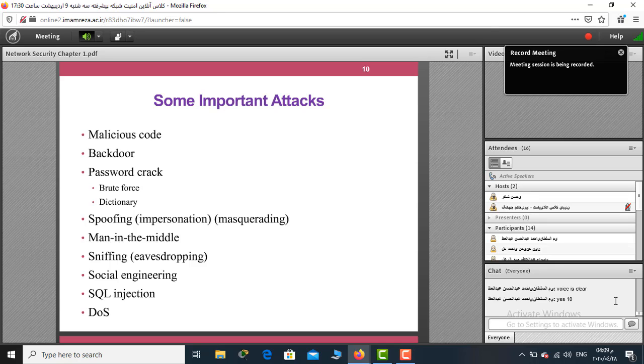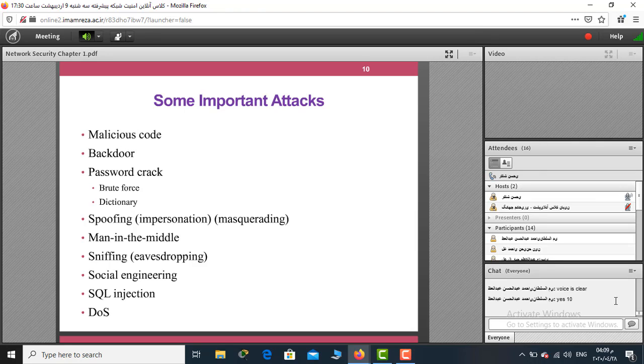Well, I'm sorry. Some important attacks. چند تا حمله معروف و مهم رو میخوایم در این اسلاید بررسی کنیم.